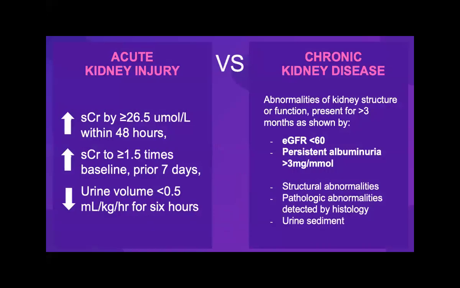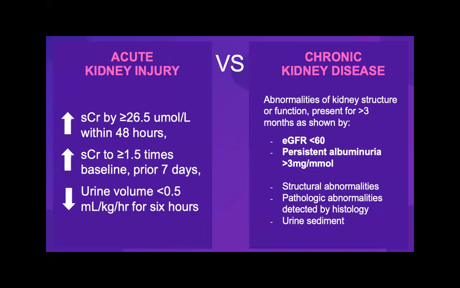So we need to then just revise some of our definitions. So these are the definitions of AKI and CKD by KDIGO. An AKI is defined by an increase in serum creatinine equal to or more than 26.5 within 48 hours, or an increase in serum creatinine more than 1.5 times the baseline, which is known or presumed to have occurred in the last 7 days, or a urine volume less than 0.5 mL per kg per hour for 6 hours.